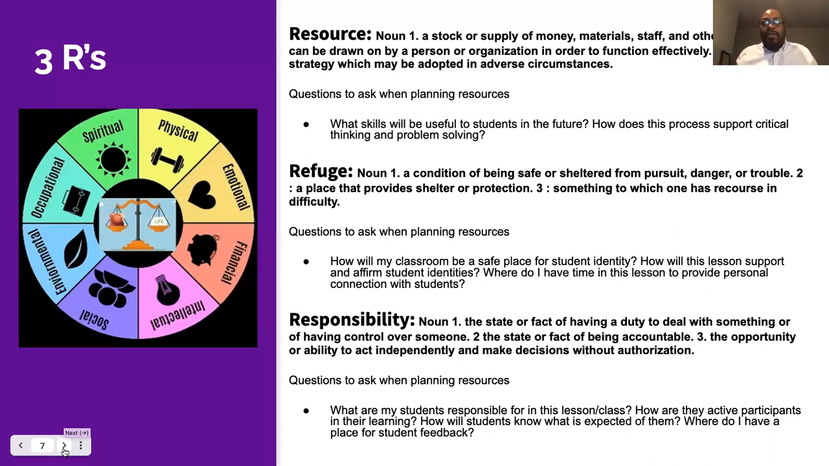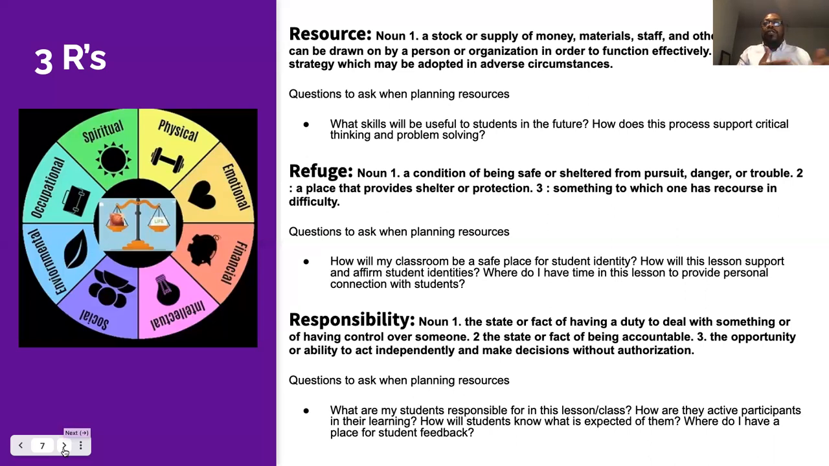A lot of times, especially in areas where kids are minoritized, they're always looked at as being victims. So how can you provide those students an opportunity to not see themselves as victims, but as providers, as offerers of support, of knowledge to others, right? Those are some of the questions that you can really ask yourself. So what are my students responsible for in this lesson or this class? How are the activities they're participating in making them active participants in their learning?